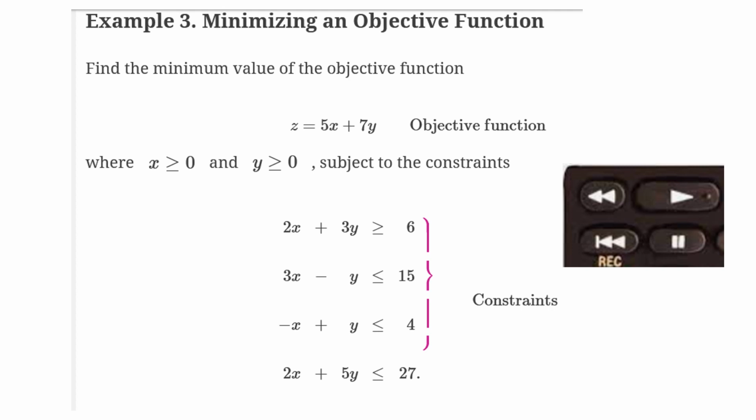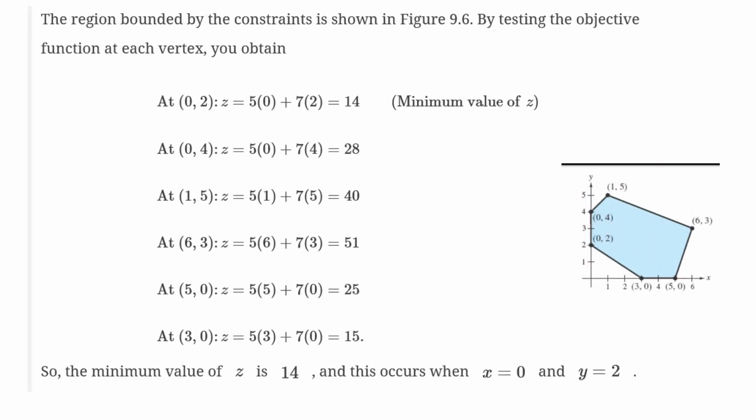Now here's a minimization problem. Find the minimum value of the objective function z = 5x + 7y, non-negativity constraints, and additional constraints, 2x + 3y ≥ 6, 3x − y ≤ 15, −x + y ≤ 4, and 2x + 5y ≤ 27. Please pause the video and give this a try. Let's see how you did.